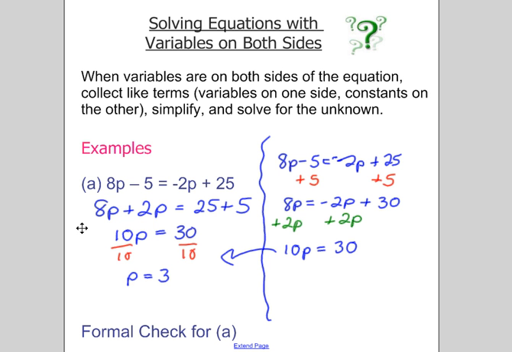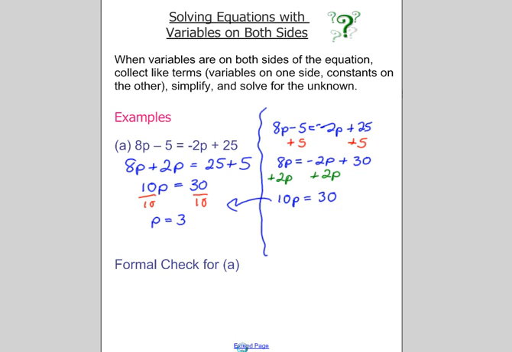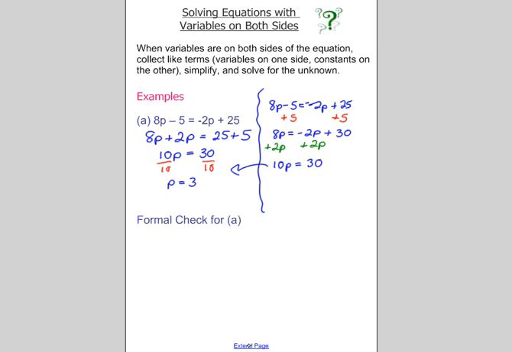So now let's do a formal check. So remember, when you do a formal check, you're going to substitute your answer and split it into left side and right side. So I'll start by doing left side and right side. On the left-hand side of the equation, you'll have an 8p minus 5, and on the right-hand side, you have a negative 2p plus 25. Remember, you always write your left and right based on the original equation.